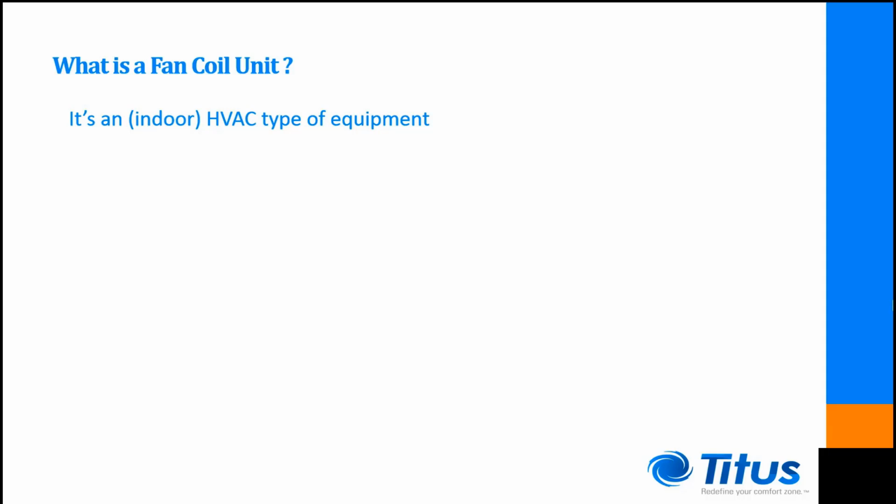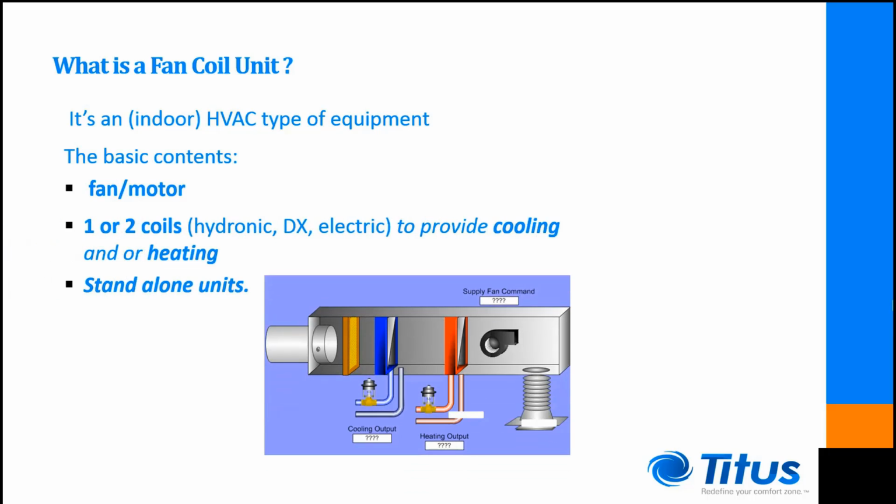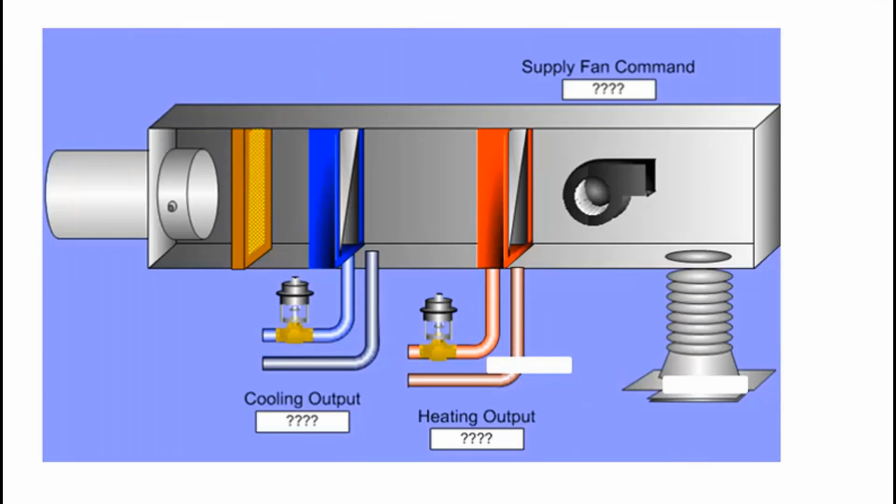At the most basic level, a fan coil unit consists of a fan coupled with a motor and then 1 or 2 coils. One set of valve components is attached to each water coil as well. In this image, only one supply diffuser is shown, but fan coils can be connected to several diffusers through branching ductwork.